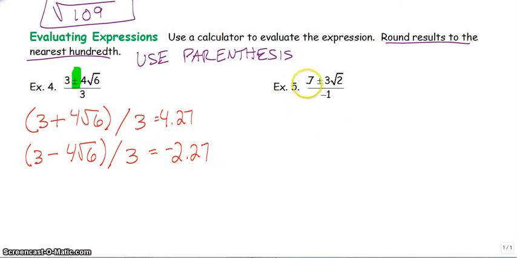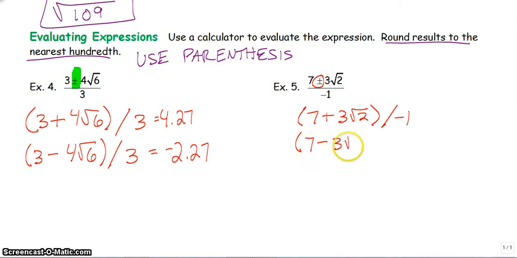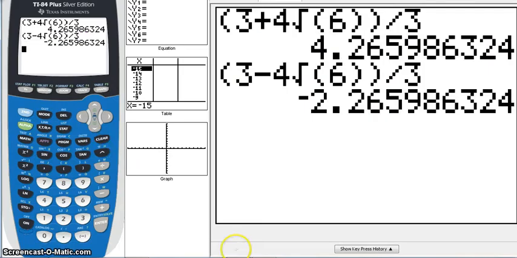Let's do another example. Here, example 5. I'm going to use parentheses around my entire numerator. 7 plus 3 root 2, all divided by negative 1. Once again, it's a plus and a minus, 2 solutions. So I have to do the same thing again with a subtraction. 7 minus 3 root 2, all divided by negative 1. I'm going to type those into my calculator.